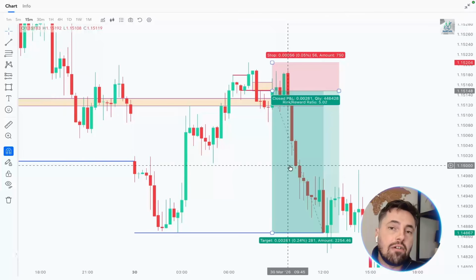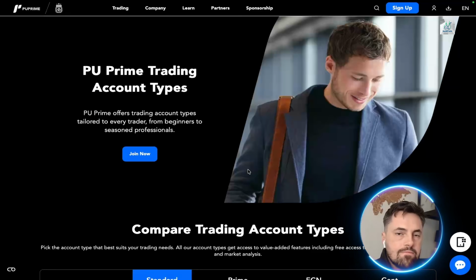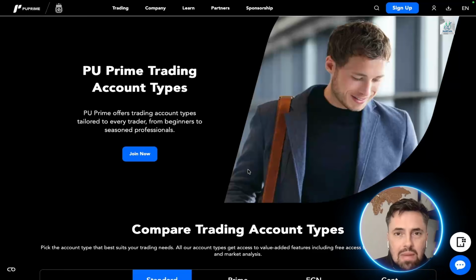And it gave us a 5-to-1. Again, $100 risk, you've made $500. And it's that simple. Entry precision matters.